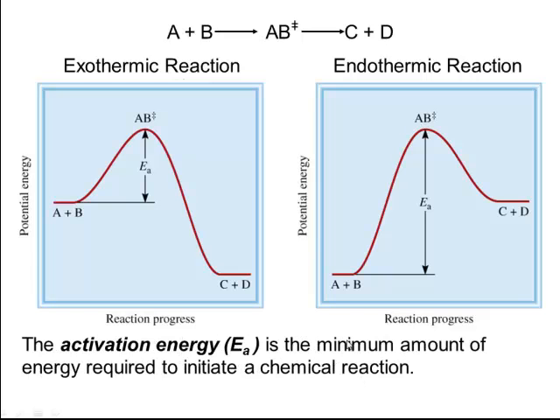So basically, energy of activation is the minimum amount of energy required to initiate a chemical reaction, and a reaction will be exothermic if the products have less energy as compared to reactants, and it will be endothermic if the products have more energy as compared to the reactants.